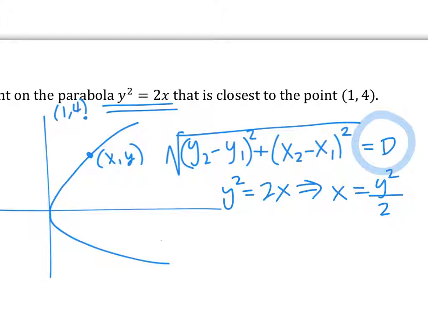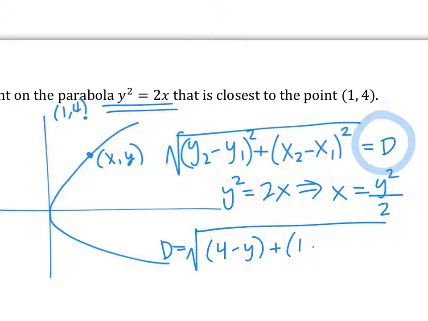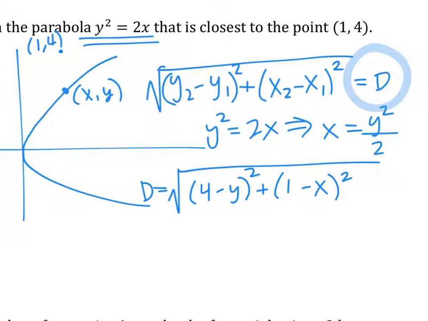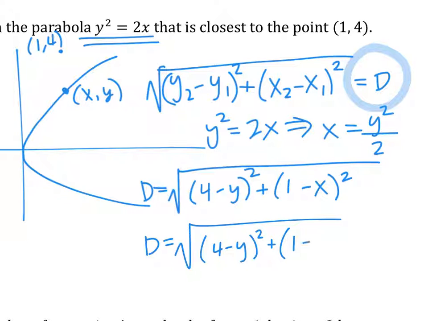Y squared equals 2x. What should I do to substitute? X equals y squared over 2. So the distance formula now becomes, I'm going to make the 2's the actual point: 4 minus y, plus 1 minus x, all squared. Since x is equal to y squared over 2, that is 4 minus y, squared, plus 1 minus y squared over 2, squared.